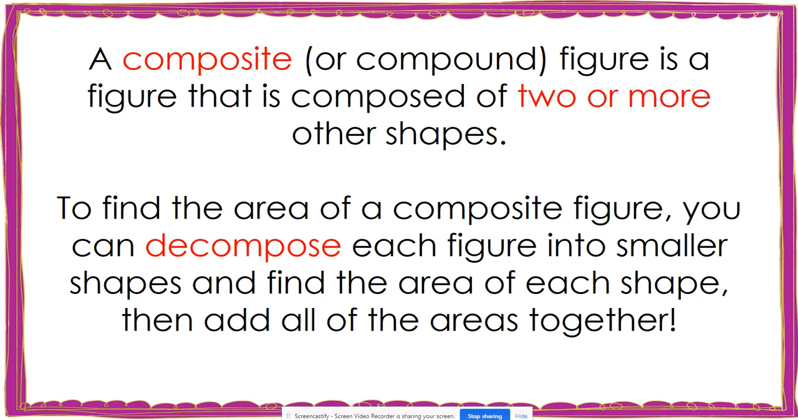A composite figure, also known as a compound figure, is a figure that is composed of two or more other shapes. When we're finding the area of a composite figure, we can decompose each of the larger figures into smaller shapes. Then we can find the area of each of those shapes, and once we have those, we can add all of those together to find the total area of the composite figure.